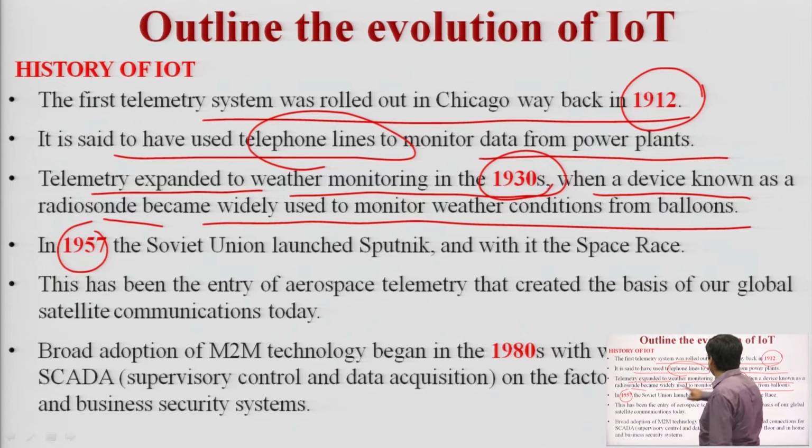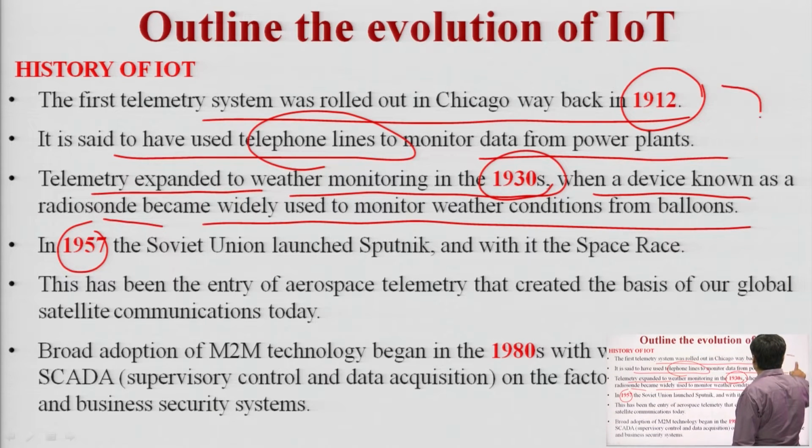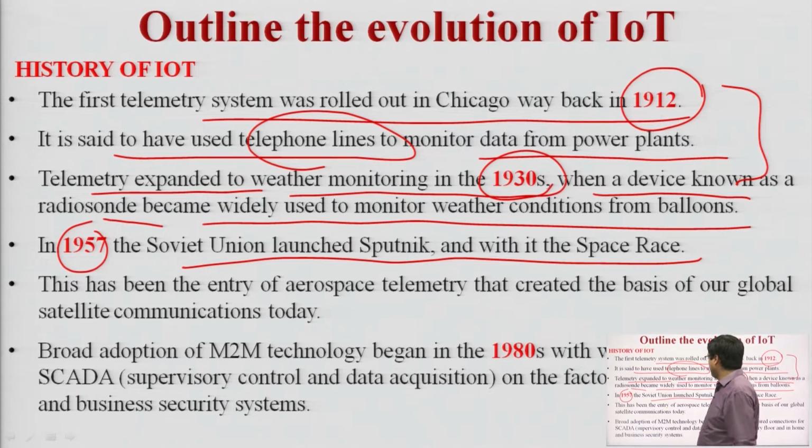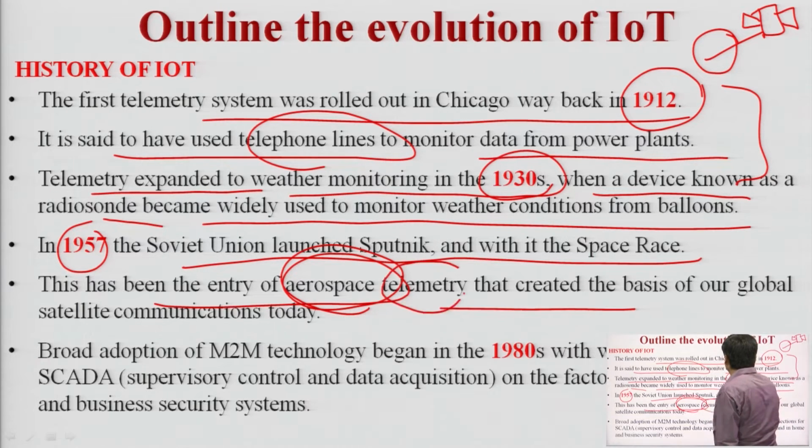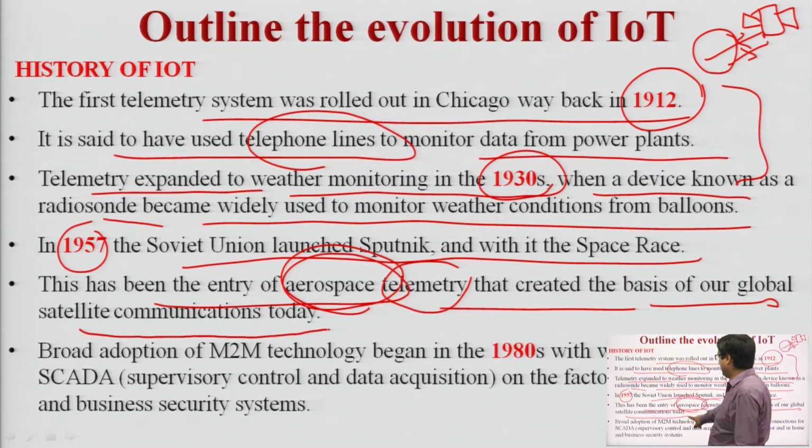After that, in 1957, the Soviet Union launched Sputnik into space, and they communicated with the earth. This was the entry of aerospace, meaning we are using space technology, and the earth is connected to the satellite. Telemetry means we are connected with the satellite, and two-way communication created the basis for global satellite communication today.